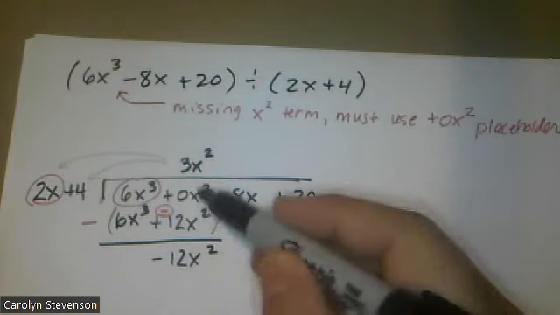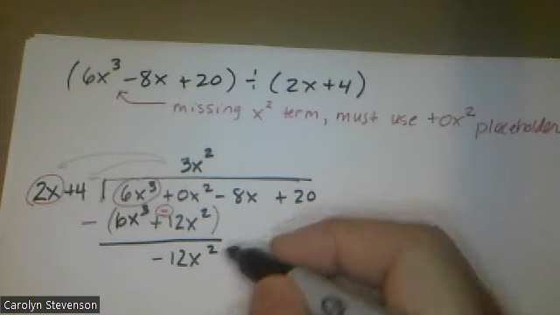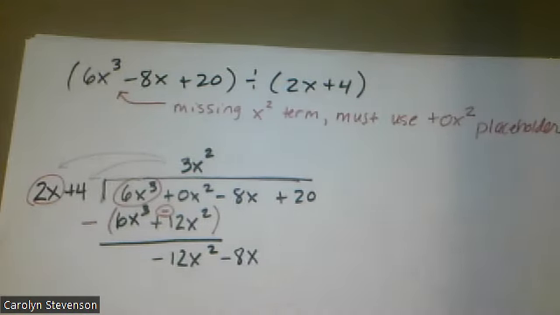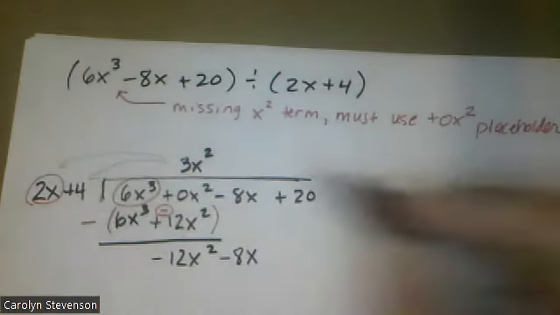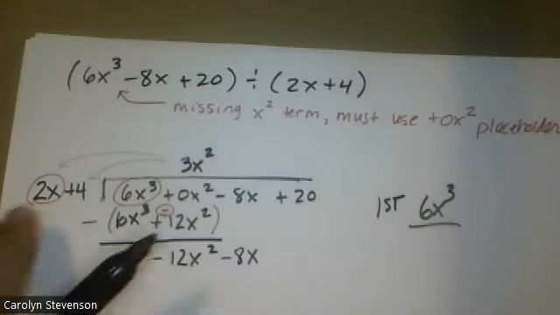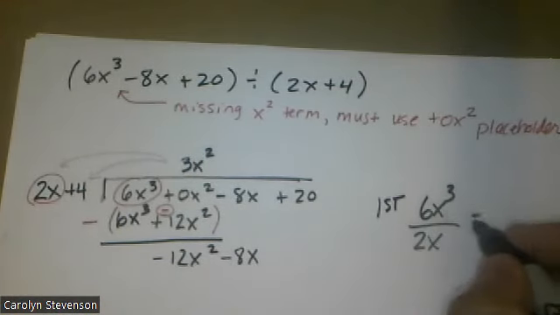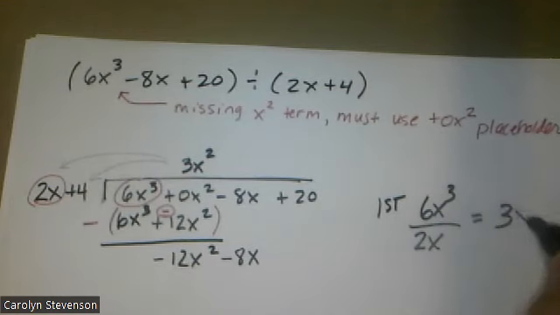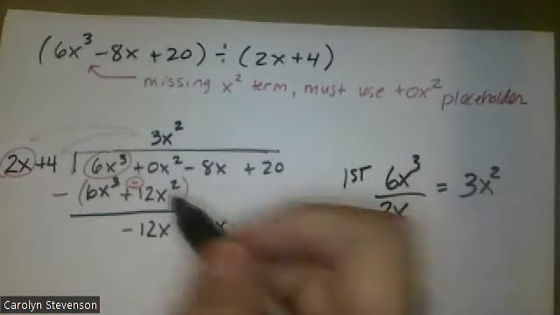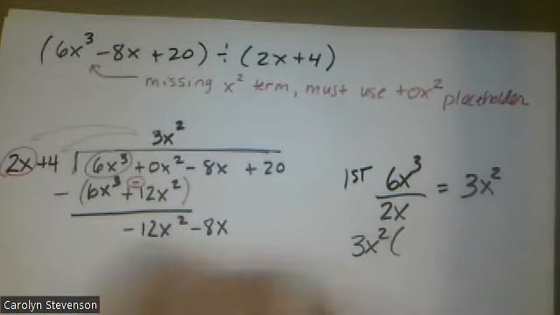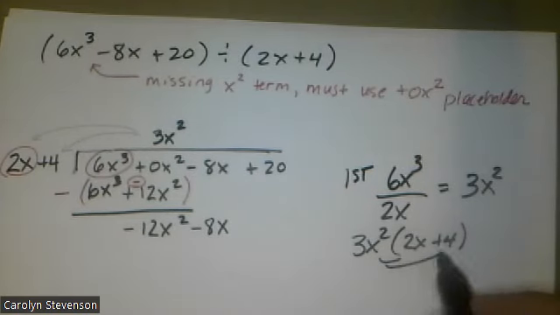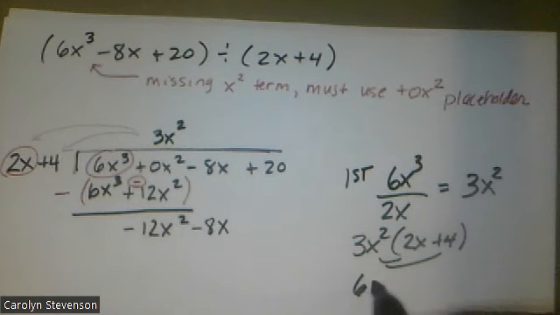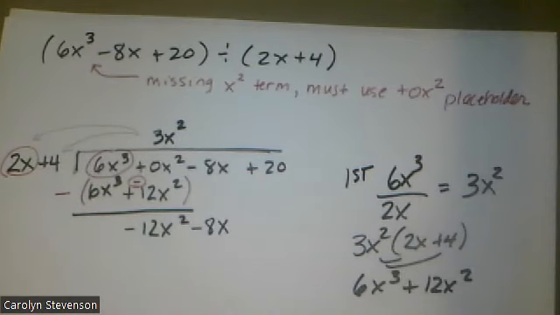So after you did your first division, you're ready to bring down that next term, minus 8x. And let's just review in case you need it again. The first division that we did was 6x to the third divided by 2x. So that's 3, and then x to the third over x is x to the second. And then we put that up top, and you always take the top, multiply it by the front, 2x plus 4. So if you want to do this off to the side, feel free. 6x to the third plus 12x squared. That's what we originally had here before subtracting.